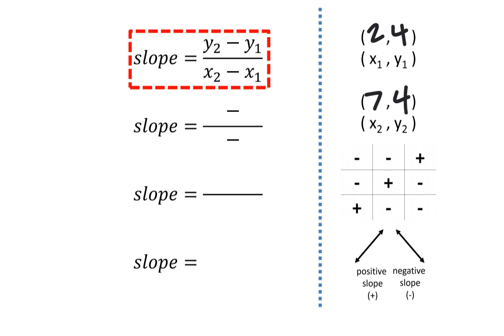Next, I'm going to replace some of these variables with their known values. I'm going to replace y2 with the number 4. Next, I'm going to replace y1 with the number 4. After that, I'm going to replace x2 with the number 7. And last, I'm going to replace x1 with the number 2.